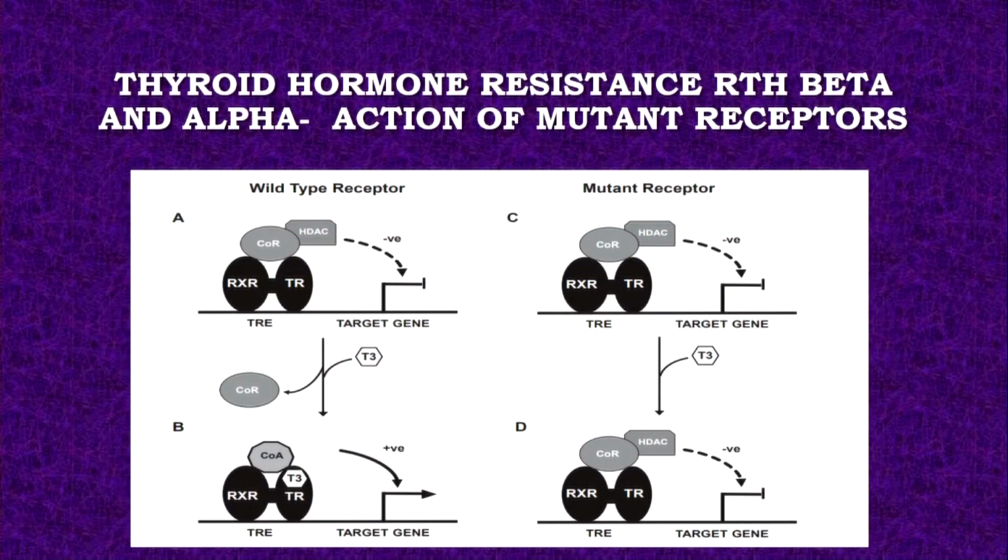So what happens when there are mutant receptors? When you see the wild-type receptors, in a normal person, T3 acts on the thyroid receptor, repressors are removed, co-activators are activated, and action takes place. But in the mutant receptor, this does not happen.